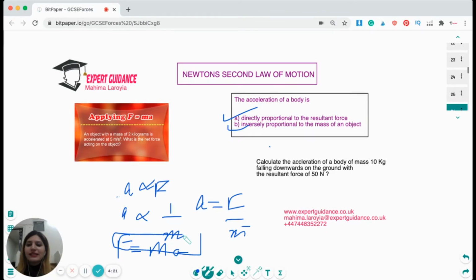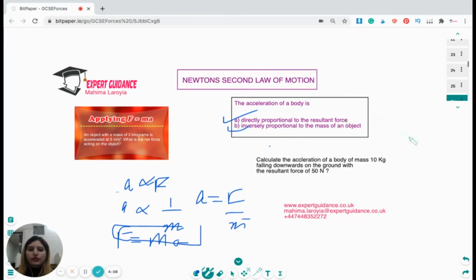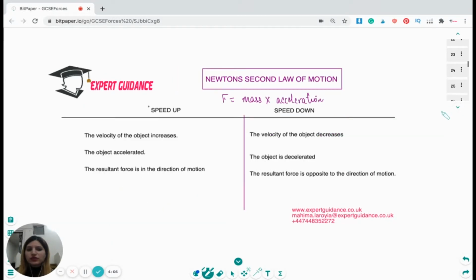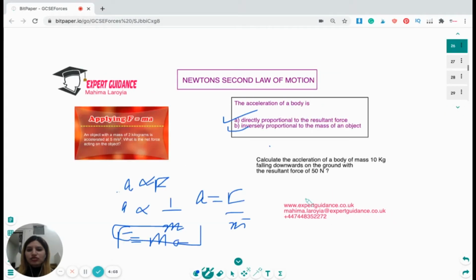And in the exam, they can ask you to work out force, mass, or acceleration by giving you any two of the quantities. Okay, so we can take an example. Calculate the acceleration of a body of mass 10 kgs falling downwards with a force of 50 newtons. Okay, so we can use the formula that acceleration is force over mass, and my force is 50 newtons and my mass is 10 kgs. So it means my acceleration will come to 5 meters per second squared.